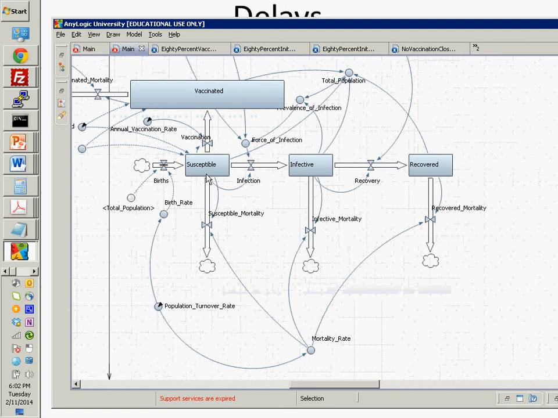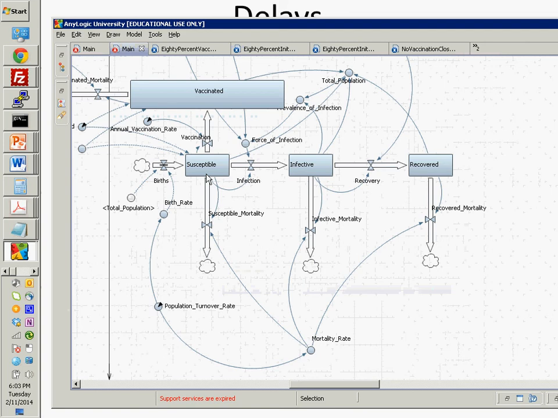Births equals deaths. Okay, good. Another? Births equals infection. The number of births per year is equal to the number of infections per year. How about another thing? Plus susceptible mortality. Oh, yeah, plus, thank you. Plus susceptible mortality, that's exactly right. Okay, good. And how about for infectives? Infection equals recovery plus infection mortality.